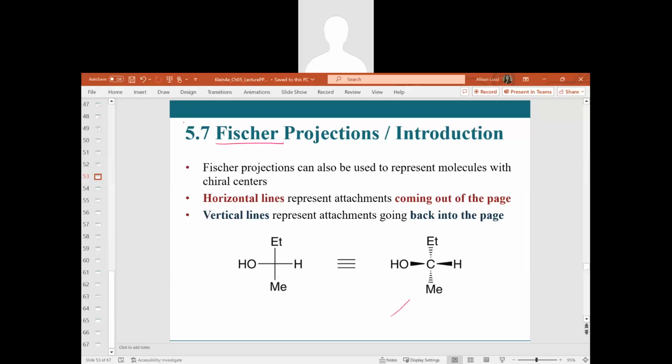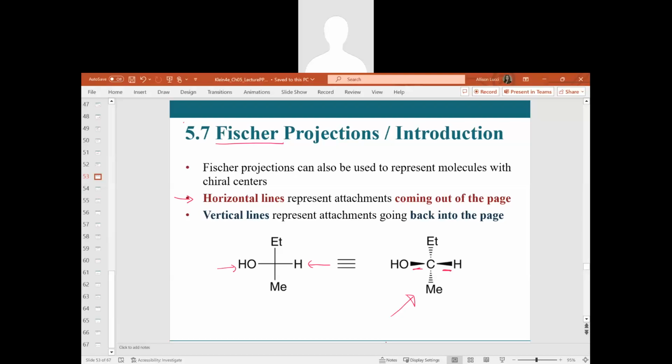We're used to seeing the wedge and dash notation, which we can easily convert to and from a Fischer projection. It might be a little easier to see the three-dimensionality when we place our groups around a chiral center on a wedge and dash, but we can also assume this three-dimensionality with the Fischer projection. The assumption is that any of the horizontal lines, so the OH and the H group on this compound, would be coming out of the page towards us, exactly like the wedge.